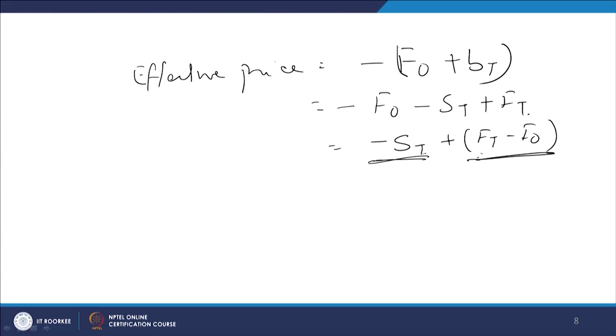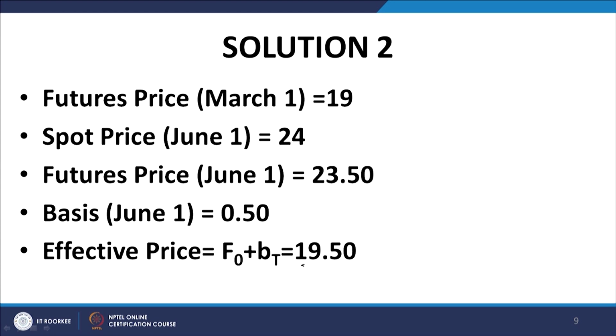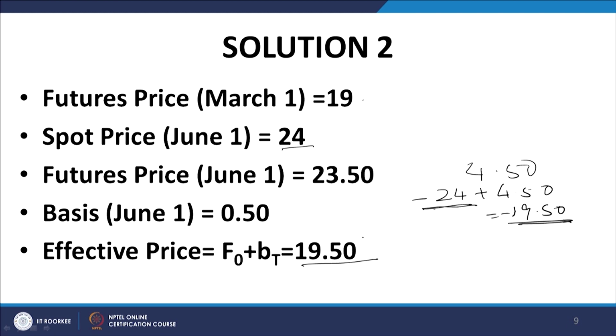So, this is the price differential, this is the profit that you make on the futures contract, and this is the price that you pay for acquiring the asset in the spot market. Putting these respective values, what we get is 19.50. This is minus 24, the price that I pay for acquiring the asset in the spot market.